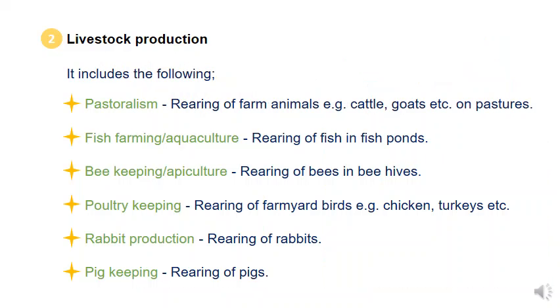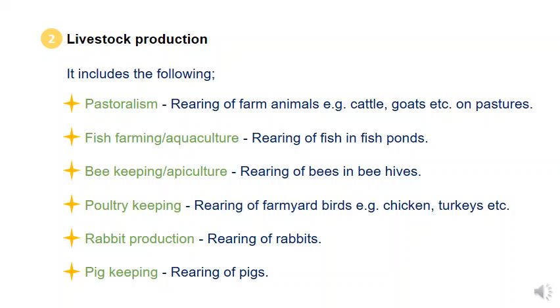The second branch of agriculture is livestock production. Livestock are domesticated animals that are reared or brought up in an agricultural setting for the purposes of providing labor, meat, milk, and eggs. And that's why livestock production entails a couple of subdivisions.